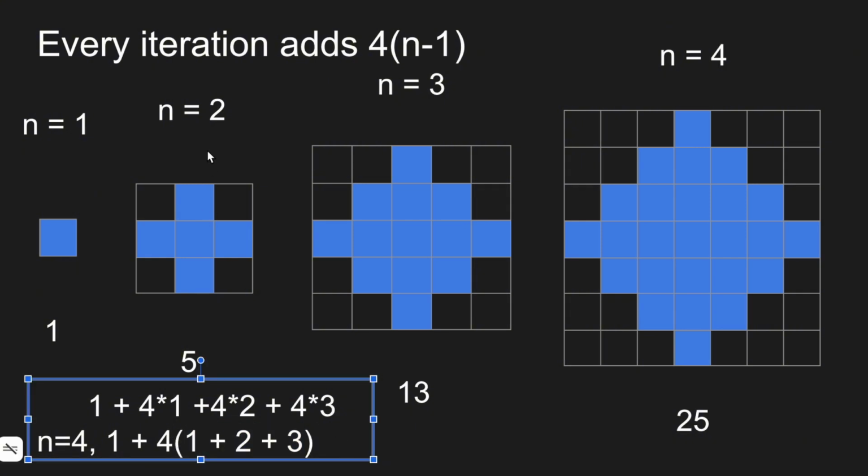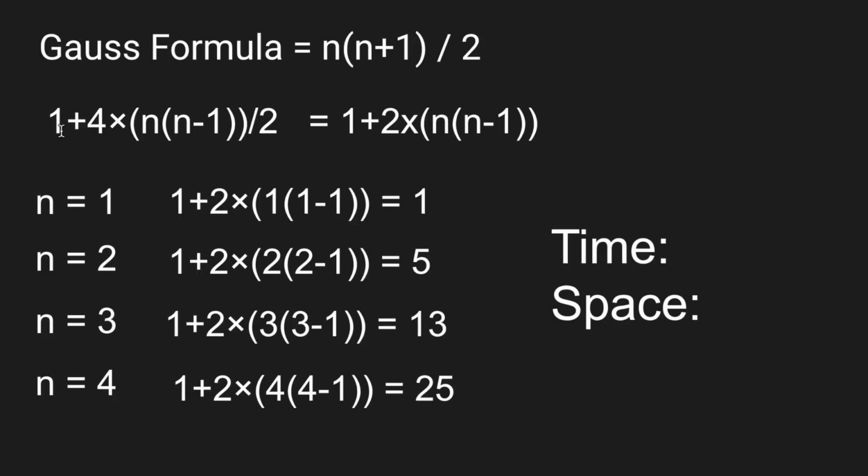So the Gauss formula basically starts at n equals 2. And for n equals 1, we just add 1 on the outside. So coming back to the formula, we basically do 1 plus 4 times the Gauss formula. But instead of doing n times (n plus 1), we do n times (n minus 1) since we are starting at 2 instead of 1. And we can simplify or derive this formula down even more by dividing 4 by 2. So now the formula is 1 plus 2 times n times (n minus 1).